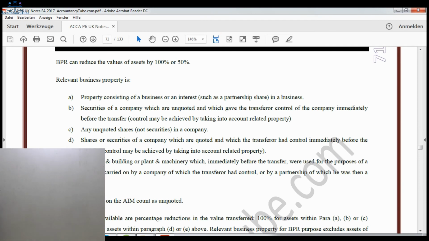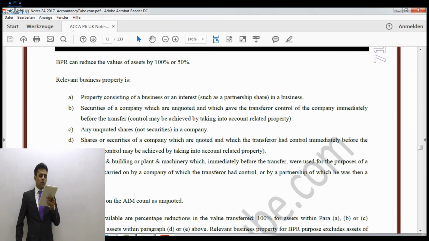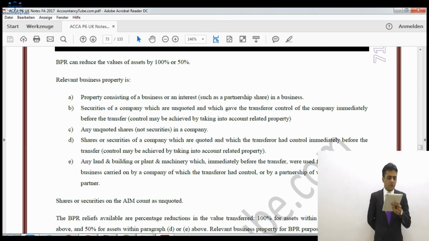What are AIM? AIM is the Alternative Investment Market. The business property relief available is a percentage reduction in the value transferred: 100% for assets within paragraphs A, B, or C, and 50% for D and E. Shares or securities on AIM count as an unquoted company. So if there are shares or securities on AIM, they will be considered as unquoted.